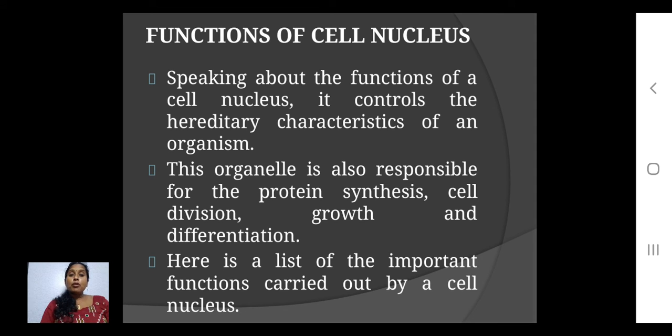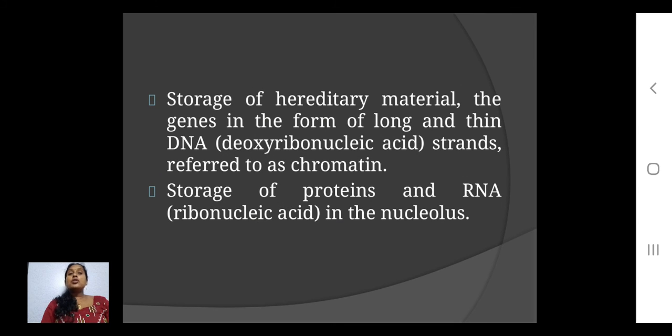Here is the list of important functions carried out by the cell nucleus. The first is storage of hereditary material, the genes in the form of long and thin DNA, that is deoxyribonucleic acid strands, referred to as a chromatid. That is the main and important function of the nucleus. The second is storage of proteins, including RNA, that is ribonucleic acid, in the nucleus. That is also a main function of the nucleus.